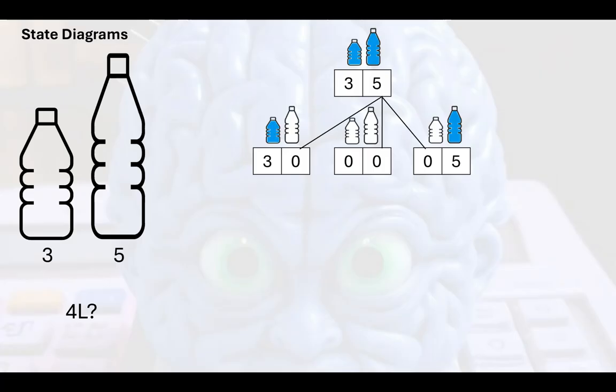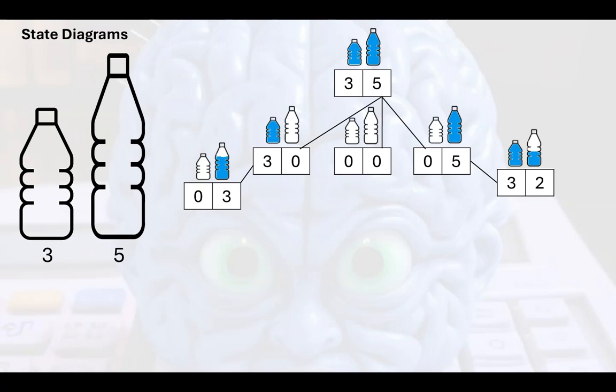And if we run through the solution here, it gets a little bit more complicated. So we could pour the 3 litres from the 3 litre bottle into the 5 litre bottle, or we could pour 3 of the litres from the 5 litre bottle into the 3 litre bottle, leaving 2 litres.